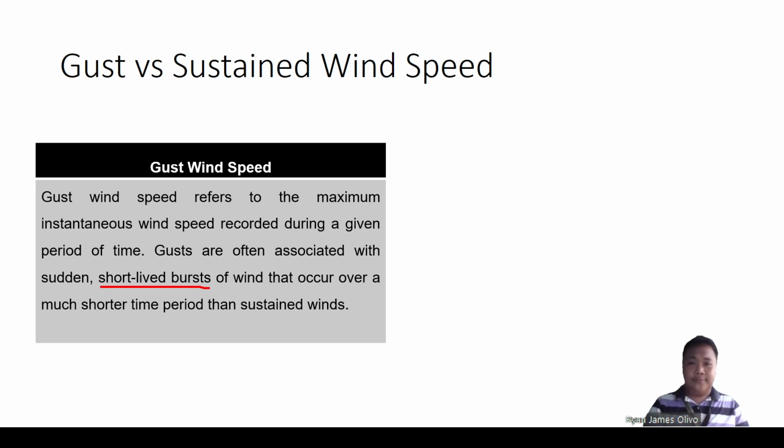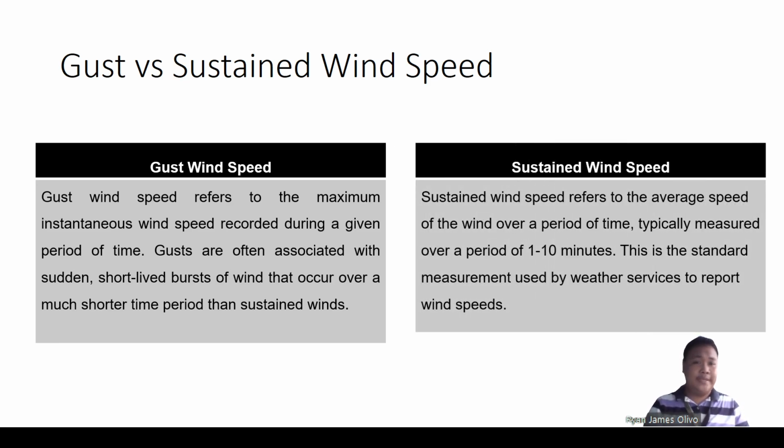So what is this sustained wind speed? Sustained wind speed is the average speed over a period of time, sometimes 1 to 10 minutes. Gust and sustained wind speeds are sometimes attributed to typhoons, like for example Typhoon Yolanda, and so much more. So this is the difference between gust and sustained wind speed.